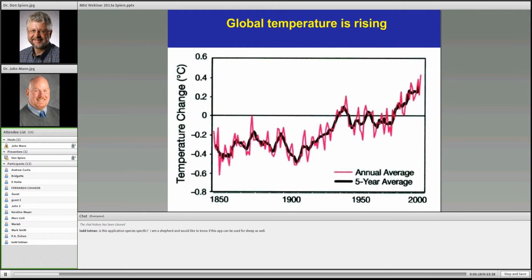Studies have been done to look at the change in the temperature of the Earth over time, and we know that the temperature of the Earth is increasing slightly over time. The cause, we don't know the reason for the cause, but we do know that it's starting to rise, and it's been rising since about 1900.